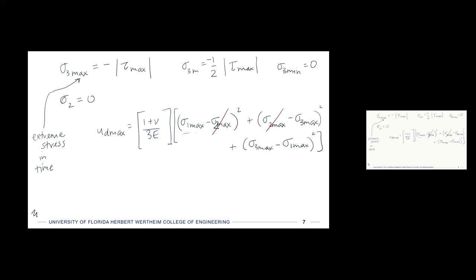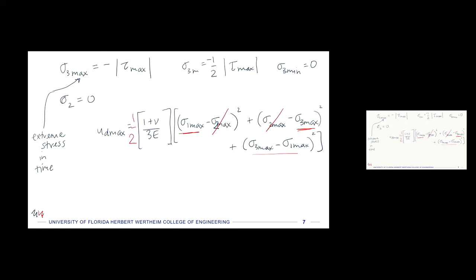So in the first term, we have sigma 1 max, which was absolute value shear stress. Then here we have minus sigma 3 max, which turns out to be plus tau max. And then we had their difference, right, which is 2 times tau max. And I forgot a factor of 2 out front, or a factor of a half. Come back. Sorry about that.